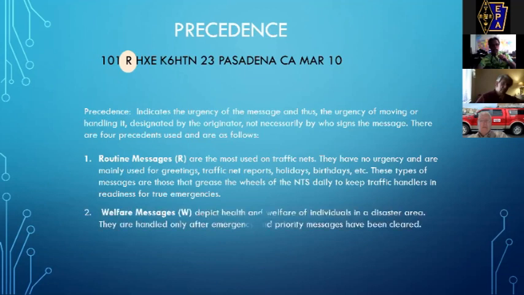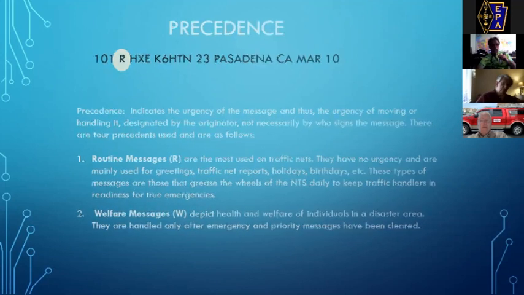Welfare messages, you only encounter these coming out of a disaster area. If people have not been able to communicate out of the disaster area, they may want to send a message to their family somewhere else in the country. Now, these are welfare messages, and they're marked with a W. They are only handled after emergency and priority messages have been cleared.